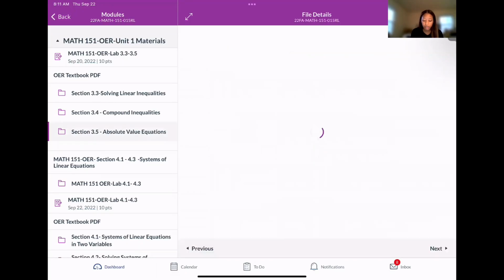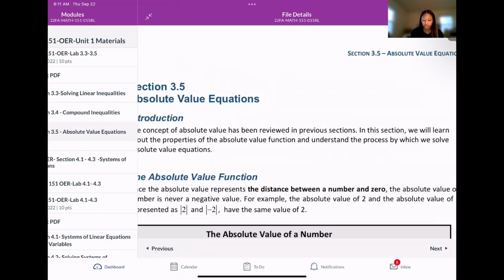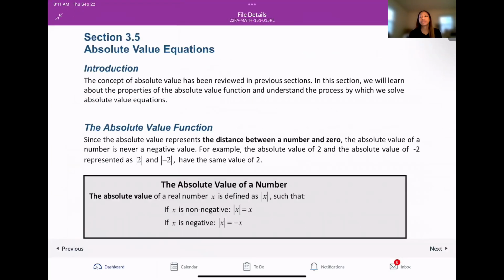So I want to take a moment to go through a couple of examples with absolute value equations. So we're going to talk about what the absolute value means and how we can set up two equations to help us solve equations that deal with absolute values, and inequalities also that deal with absolute values.